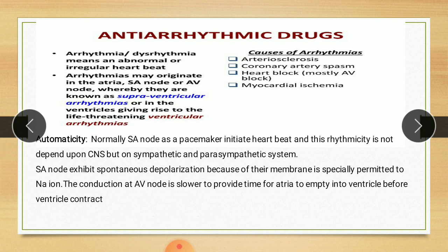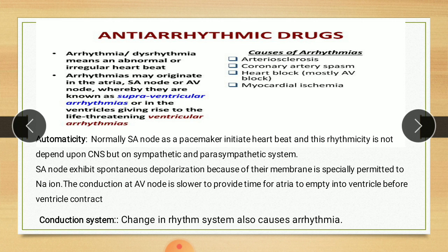When there is an alteration in automaticity due to pathological changes, when the SA node is suppressed, other specialized cells take the role of the SA node and develop enhanced automaticity, which leads to arrhythmia. So it is the first reason, altered automaticity. Now the second reason, that is alteration in the conduction system. So what do we mean by conduction system?